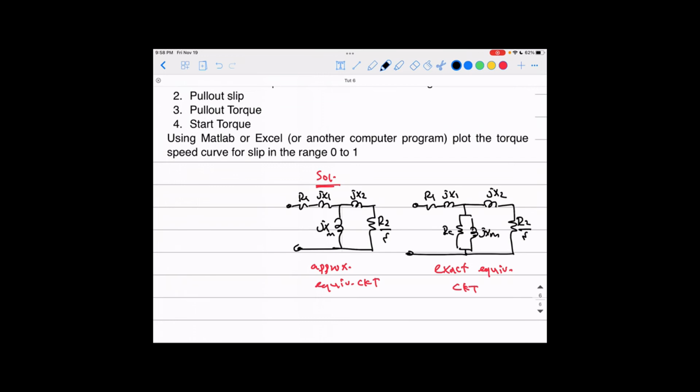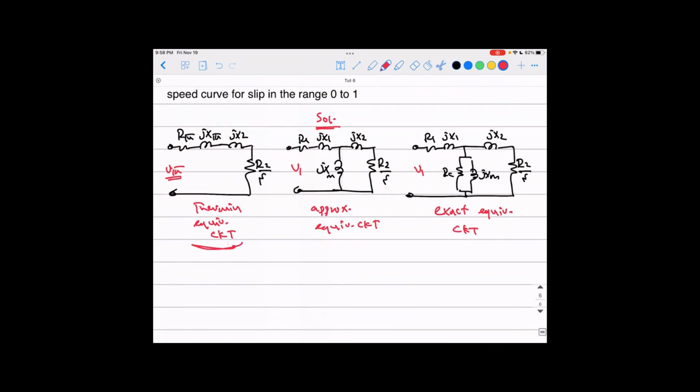And you have this one, which is R Thevenin, jX Thevenin, jX2 and R2 over s, and this is the Thevenin equivalent circuit, okay? By the way, here is V1, the supply voltage, but this one here is V Thevenin, not V1. Just a reminder of the three different circuits we're dealing with. So he wants you to find the equivalent circuit parameters of Thevenin, which are R Thevenin, X Thevenin, and the voltage V Thevenin. Okay, guys?